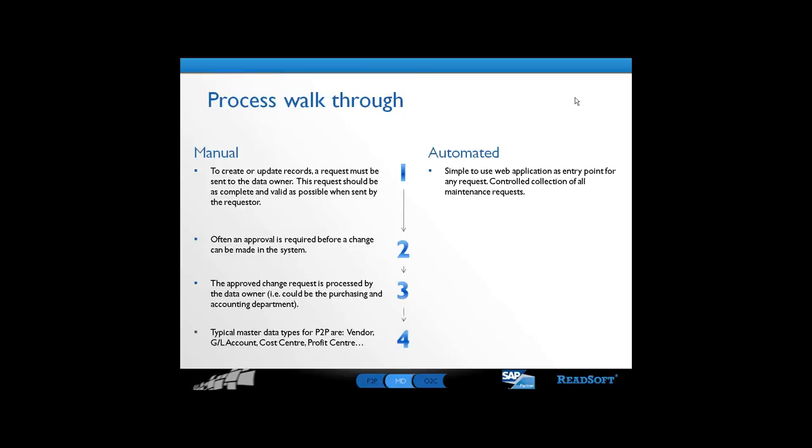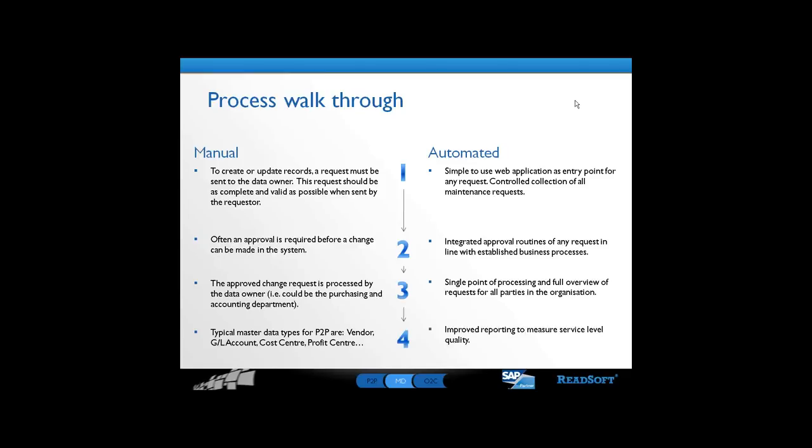Automated-wise, it's quite similar to what we were talking about with having a web shop. You could have a nice web application. You can log all of your requests in one central location. It therefore provides not only ease of user adoption for people that need to do this, but also visibility across the whole of the organization. It gives you integrated approval routines of any request in line with your established business processes and practices, and it's a single point of processing, with that full overview across the entire organization. As a result, the improved reporting means we can measure service levels.